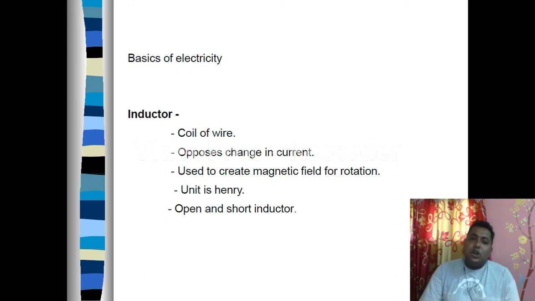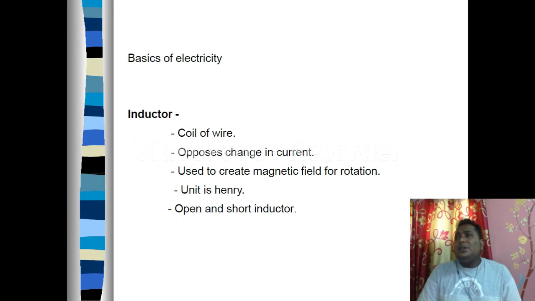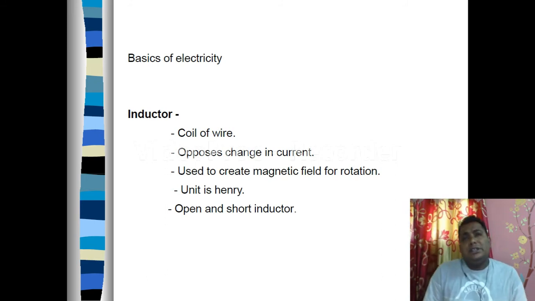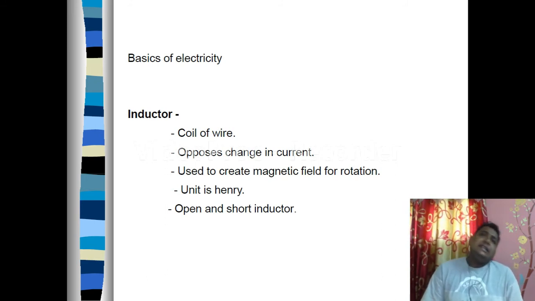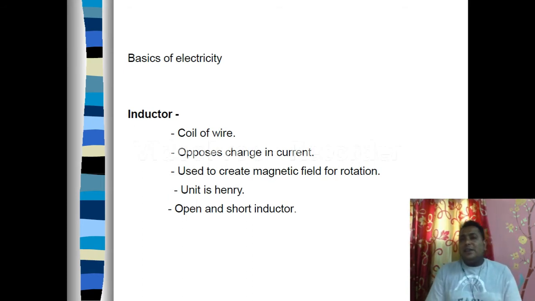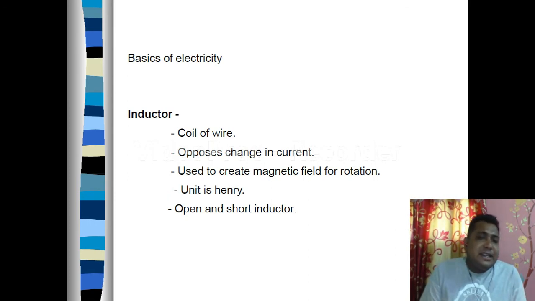Open and short inductor. Okay. So this inductor has some properties. What are the properties this inductor has? We can say that the inductor has two functions. One function is that it can generate some magnetic field, and once it has generated a magnetic field, it tries to oppose the change of any current value through it. Okay, these are the two main properties of an inductor.